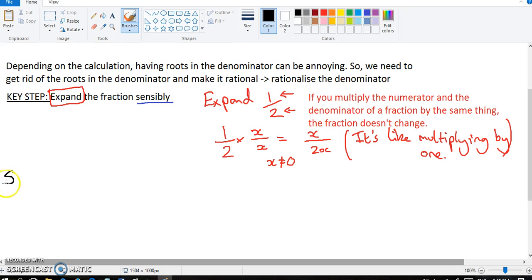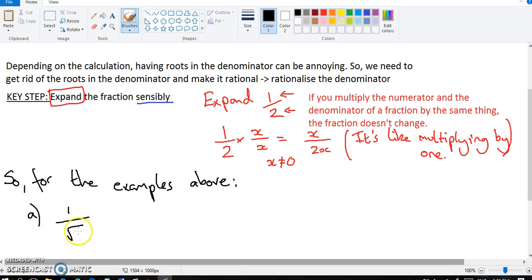So, for the examples above, we had, for our first one, 1 over the square root of 3. Now, our aim here is to get rid of the root in the denominator. The goal is to make this a rational number. So therefore, we need to choose a fraction that has the same numerator and denominator that would turn this into a rational number. So the sensible choice here is, of course, again, the square root of 3.